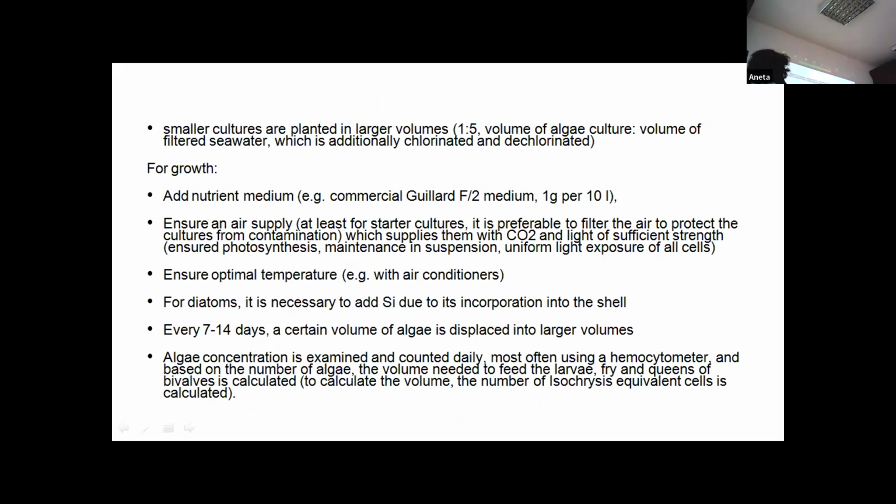So how is it farmed? There are different recipes, but usually ratio is 1:5 of starter culture, then volume of filtered water. In this case, when I'm talking more about seawater, then volume of water that is filtered, additionally chlorinated and dechlorinated. Now we can talk about different disinfectants in aquaculture or in algae culture.